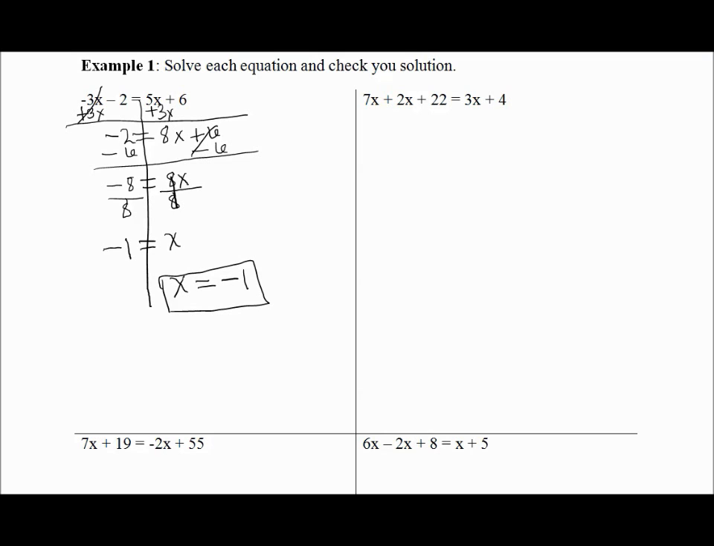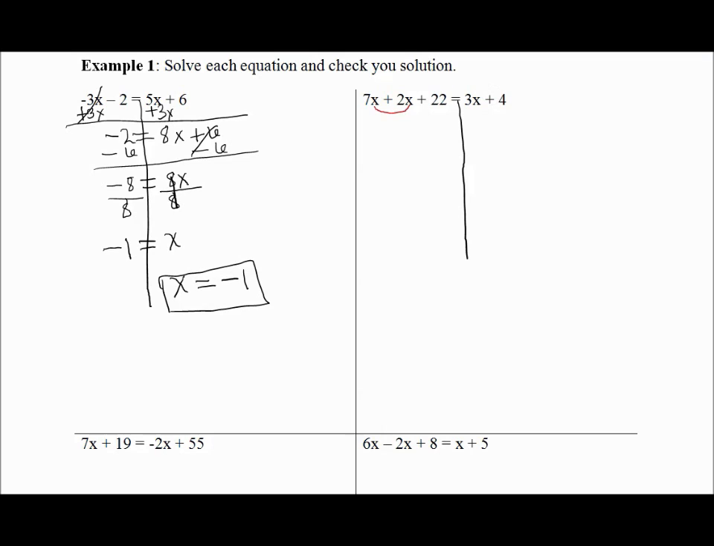Now let's take a look at this next one. Now I have 7x plus 2x plus 22 equals 3x plus 4. Starting off the exact same way. But this time I want to focus on the left side of my equation. I have 7x plus 2x plus 22. If you can remember when we were simplifying expressions, this is an expression that we can simplify because we have like terms. I have a 7x and a 2x. Those are like terms that I can simplify.